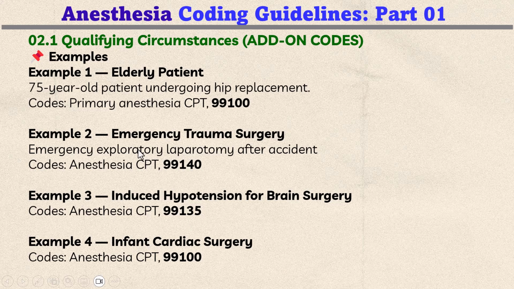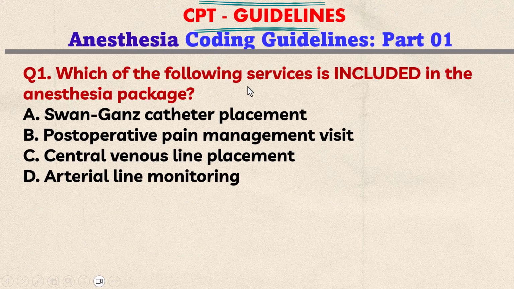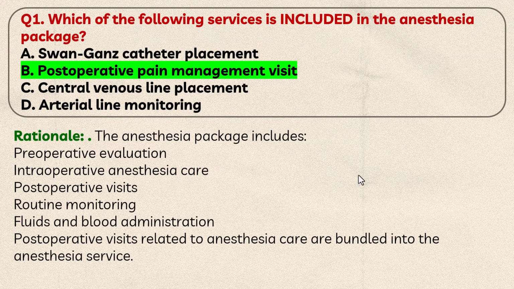Now let's see some real AAPC CPC type questions for these guidelines. Question number 1. Which of the following services is included in the anesthesia package? A. Swan-Ganz catheter placement. B. Post-operative pain management visit. C. Central venous line placement. D. Arterial line monitoring. Think of the answer. The correct answer is B, post-operative pain management visit. So the anesthesia package includes pre-operative evaluation, intraoperative anesthesia care, post-operative visits, routine monitoring, fluid and blood administration. So the post-operative visits related to anesthesia care are bundled into the anesthesia service, but the other 3 are not included in the anesthesia bundle.